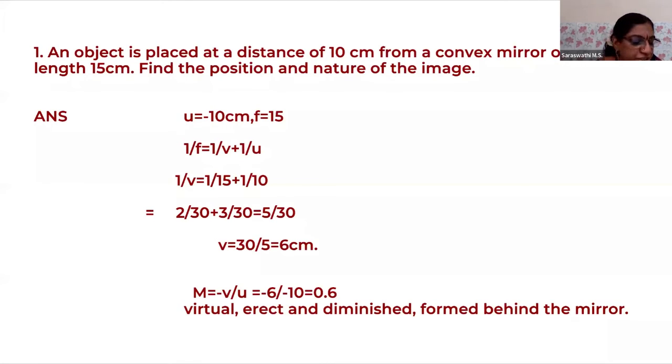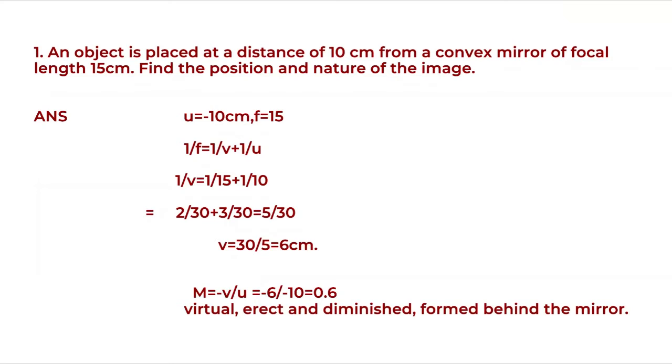Now if magnification is plus 1, what do you infer about the mirror? If magnification is plus 1, what do you infer? The image is the same size as the object. Plus sign indicates a virtual image, and 1 indicates image height is equal to object height. Same size. Which mirror will give that kind of an image?